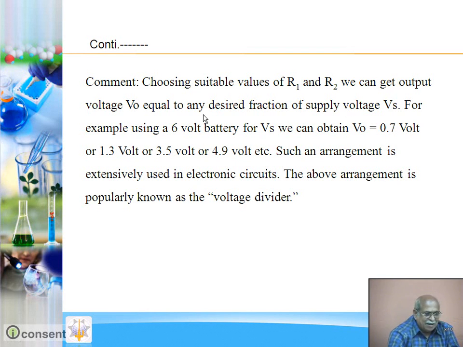Suppose we are using 6 volt battery and we need output voltage 0.7. Yes, we can choose proper value of R1, R2 to get 0.7 volt. Sometimes we may need 1.3 volt. Sometimes we may need this or this. Any desired output voltage, of course fraction of 6, less than 6, not more than 6. Any voltage less than 6, somebody may think 3.5, somebody may think 4.9.